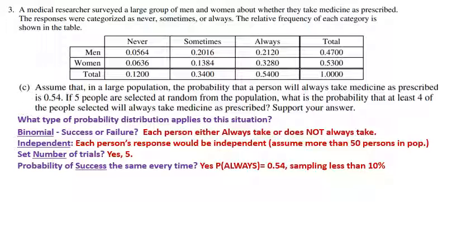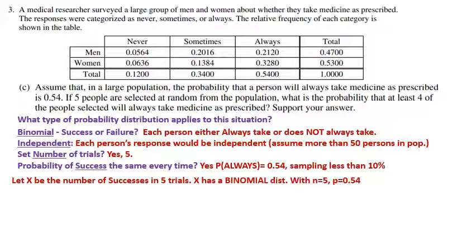Remember to think back when we did these, we kind of did 3 steps. We talked about what kind of distribution. We defined a random variable. We said what kind of distribution it had. We did the calculation, and then we actually answered the question. All right, so I let X be the number of successes in 5 trials. That will be our random variable. It has a binomial distribution. Key values are n equals 5, the set number of trials, and the probability of success for each trial is 54%.